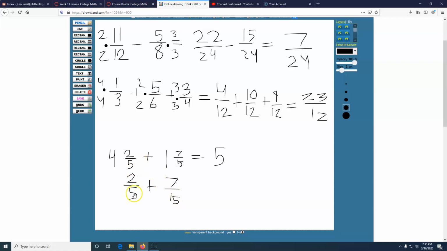The common denominator between 5 and 15 happens to be 15. So we multiply by 3 here. That gives us 6 over 15 plus 7 over 15. And so we add those to get 13 over 15. And that's it.